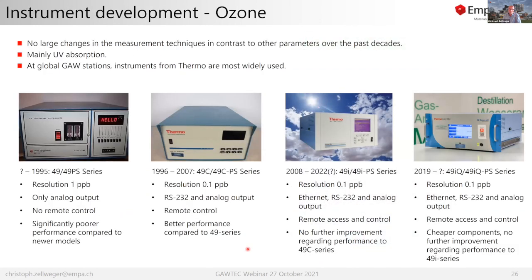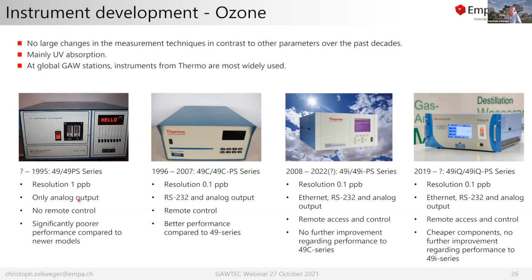Then, as I mentioned, for ozone, there was not much development over the past 30 years. It's UV absorption instruments. I show here instruments from Thermo, but there are many other brands available as well, and concerning performance, there is not really a big difference between different brands. There was not really much development. The first instrument from Thermo started, I don't really know when it came on the market, but until 1995 it already had exactly the same operating principle as the current model that we have now.